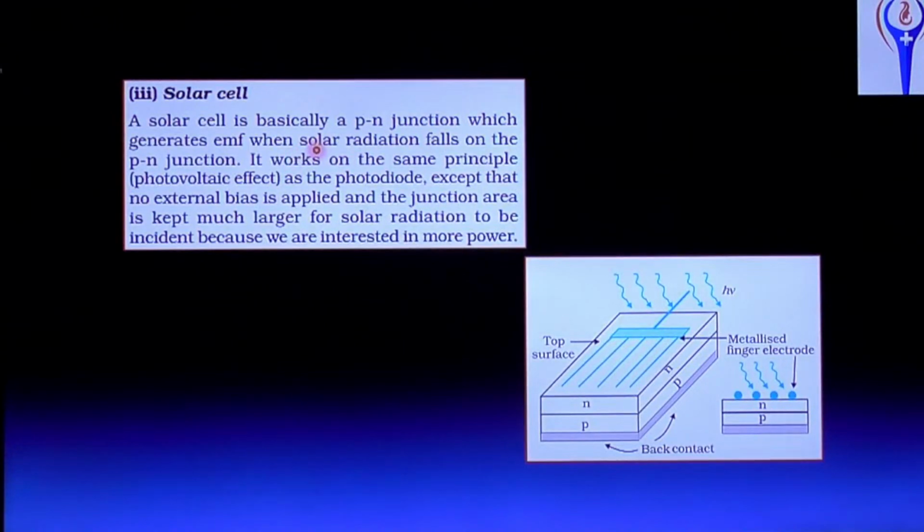Solar cell. A solar cell basically converts light energy into electrical energy. It works on the same principle as a photovoltaic cell, except that there is no external biasing. In a photovoltaic cell, we need external biasing. Here there is no external biasing, and a large area will be used for the solar cell.